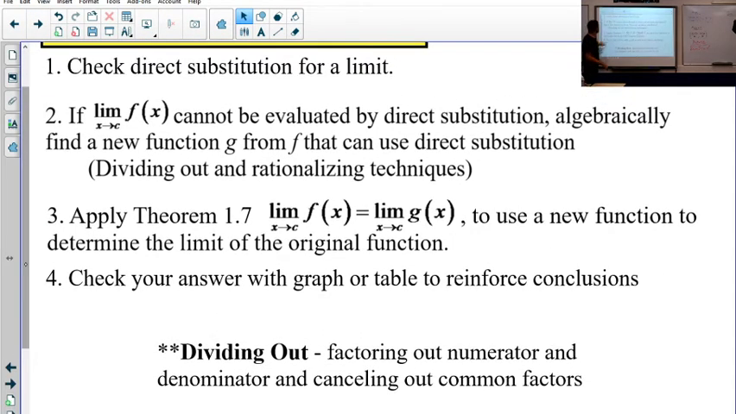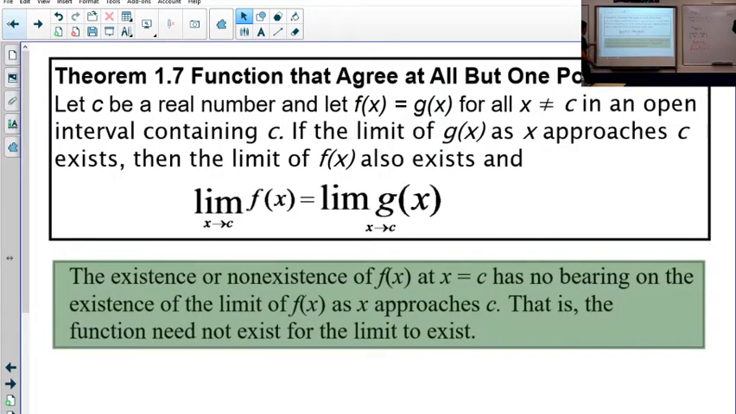The main tools we're going to use. First off, we're going to try direct substitution. We're going to see, can we just plug in the number? If that doesn't work, and it usually doesn't, the main tool that we're going to have is that we're going to take this idea that I'm about to talk about and be able to get things to cancel so that we can plug in the number. We're going to try and maneuver around so that we can plug in the number. And so let's take a look at what that looks like.